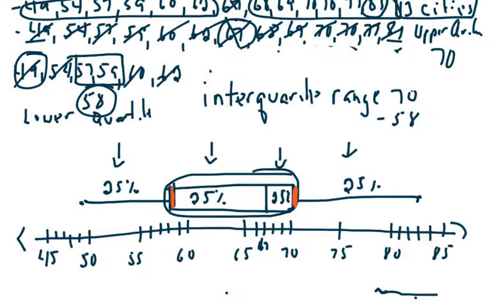The upper 25% went all the way up here to 83, and the lower 25% went all the way down here to 49. So all I do is subtract those two numbers, 70 minus 58, and I get 12. My interquartile range of this data is 12. How do you get the interquartile range? You subtract the upper quartile minus the lower quartile.